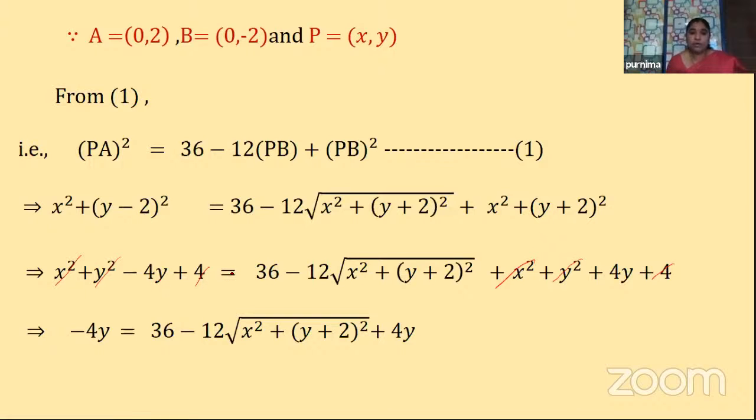Minus 4y is equal to 36 minus 12 into under root of x square plus (y plus 2) whole square plus 4y. This 4y term is there, no? This 4y term, so this term comes as it is. So now here, this is the equation. What is left? 4y minus 4y is equal to 36 minus 12 into under root of x square plus (y plus 2) whole square plus 4y. So next, what happens here?